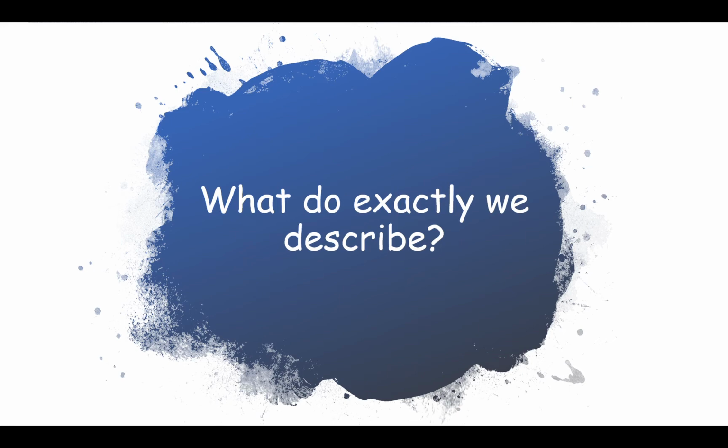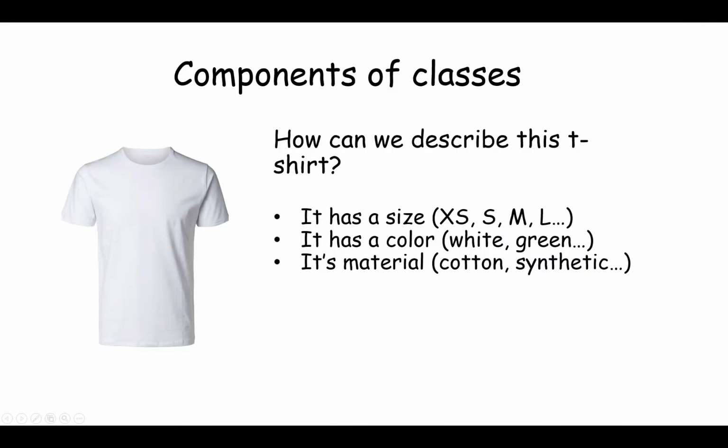Let's get back to our previous example with a designer and a t-shirt. Let's assume we want to describe the t-shirt. So how can we describe it? It can have a size, color, material, and so on. Good. So now we know the parameters that we use to describe our t-shirt.